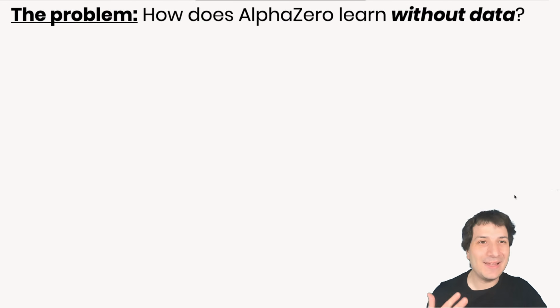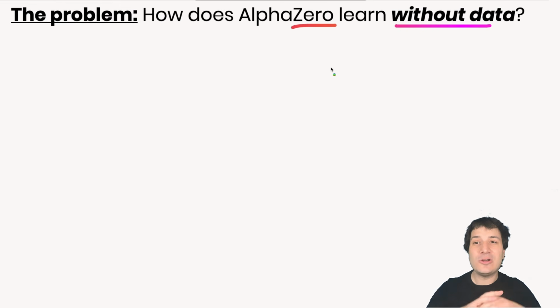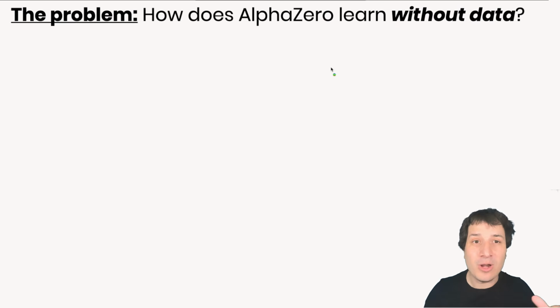So the really surprising thing about AlphaZero is it doesn't have any data. The 0 in AlphaZero means learning entirely through self-play, learning just by playing itself, starting with 0 knowledge. So how exactly are we going to figure out which moves are good and which moves are bad? And this is very different than normal neural networks.